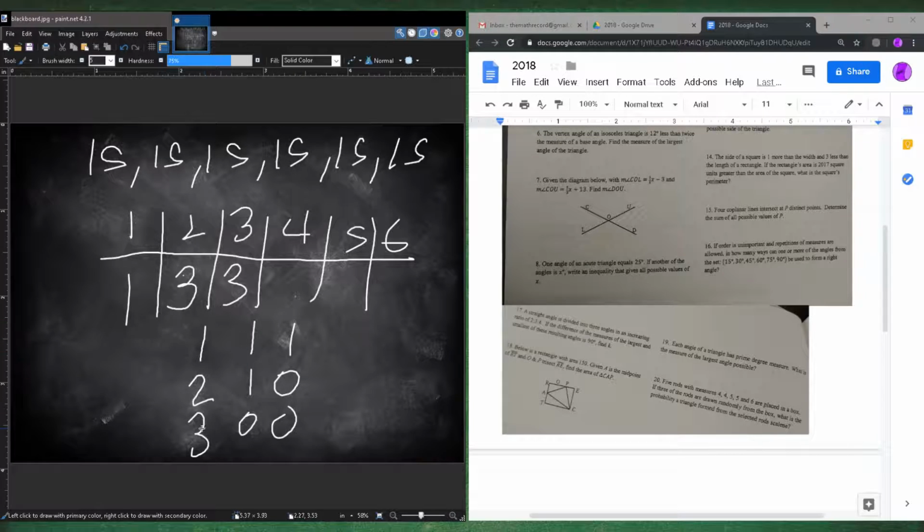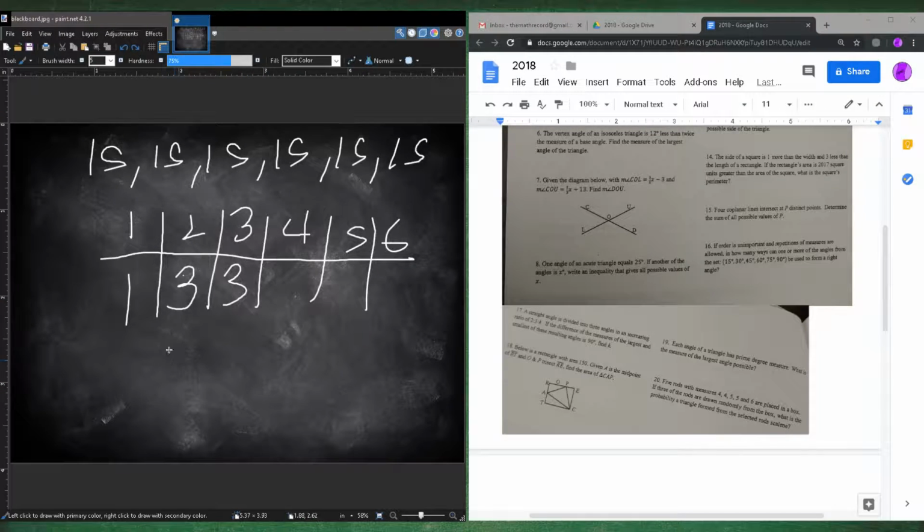And if you have 1, 1, 1, that's like 30, 30, 30, right? So if you had 2, 1, 0, that would be 45, 30, and 15. And if you have 3 here, that's going to be 60, 15, and 15, right? So you have these angles. So you have 3 here.